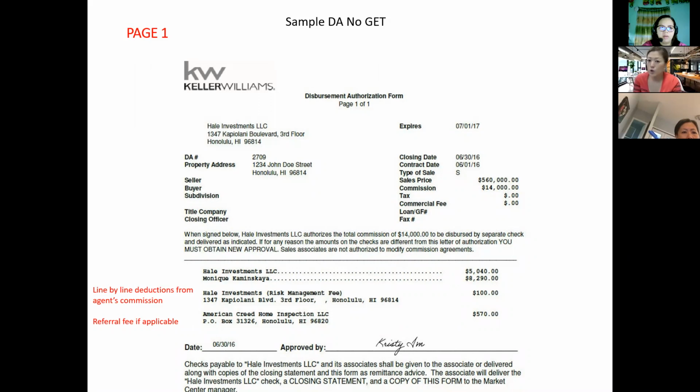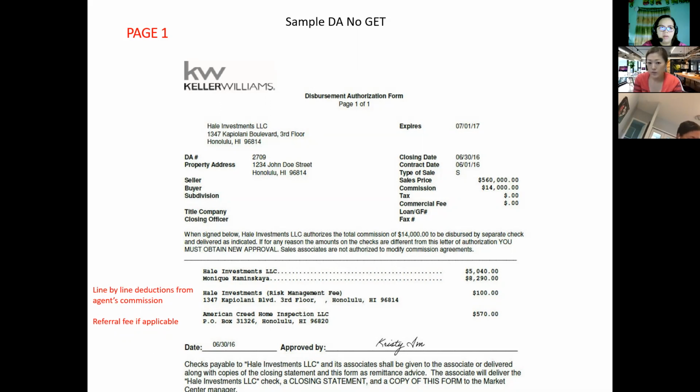Page one will show the basic information, which is the DA number, when it's scheduled to close, the sales price, the commissions amount. It'll also have the property address, and sometimes it'll have the title company and the closing officer's name. When you look at the first page, it's just a basic summary of the total commissions.